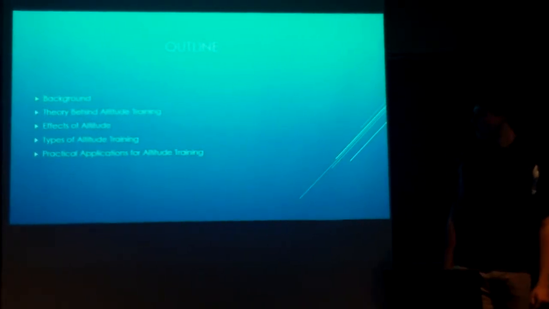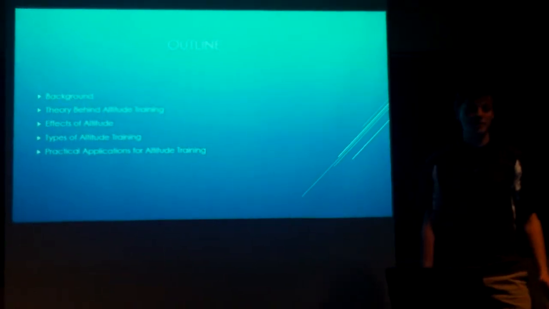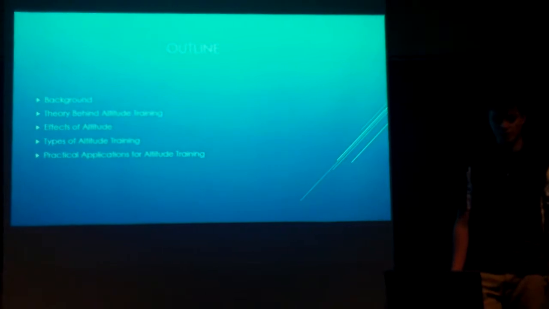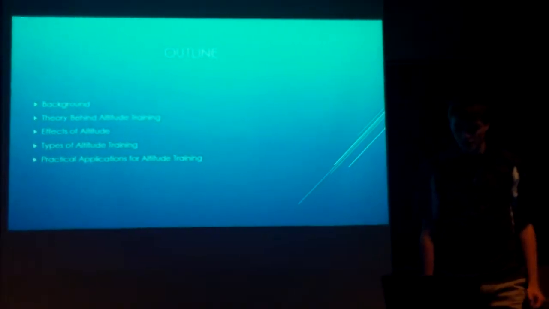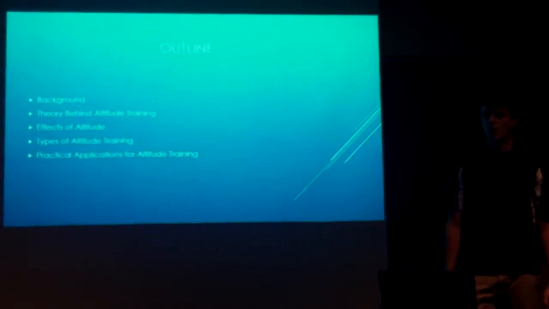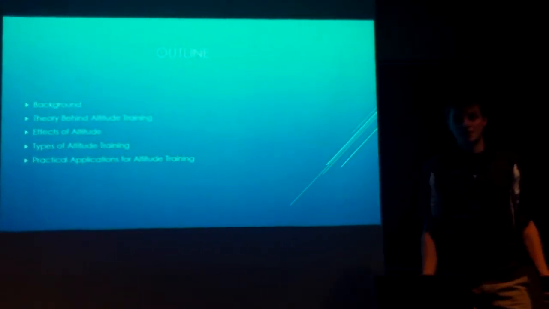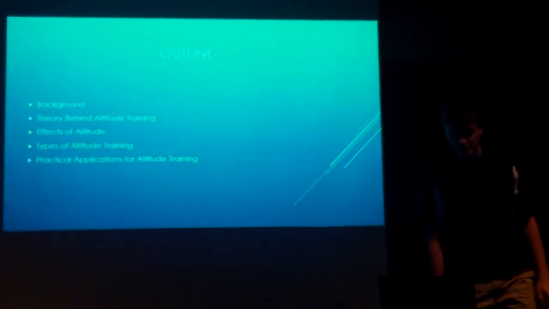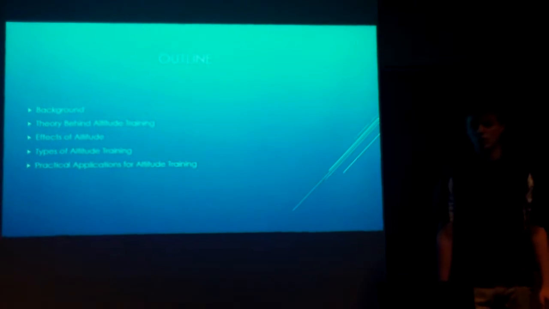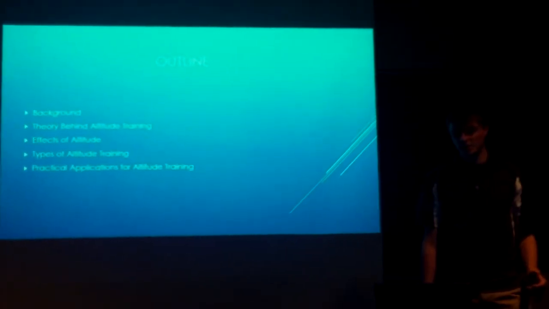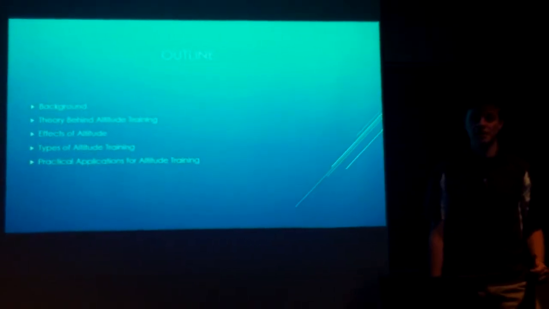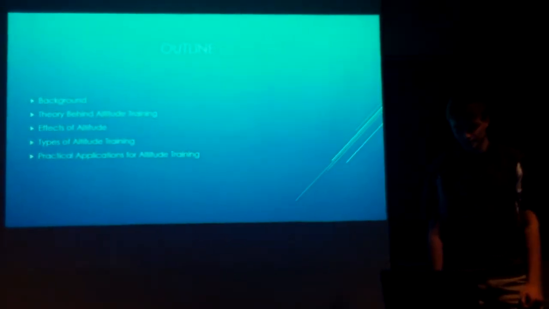Here's my outline. I'm going to start off with a little bit of background information on altitude training, how it began, and how we got to where we are today with the altitude training theories. I'm also going to look at theories behind altitude training: what drives the physiological process of this? I'll go into all the theories of that. Then effects of altitude. I'm going to look at how oxygen affects the respiratory system and how altitude changes that, increasing that drive in the oxygen cascade.